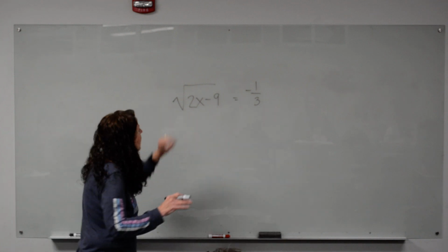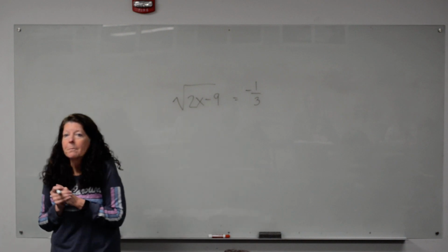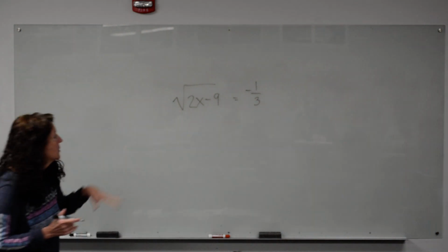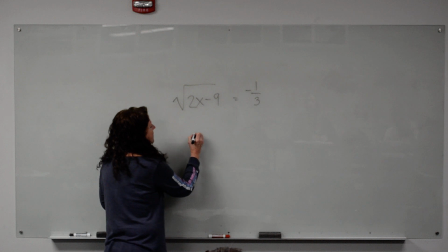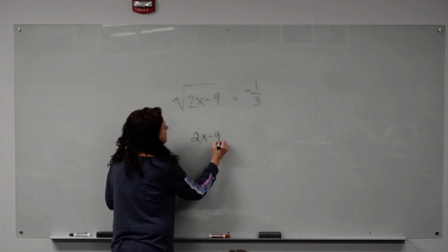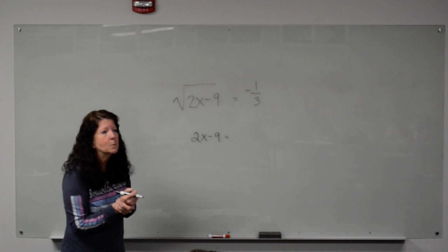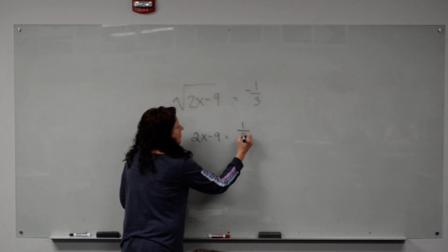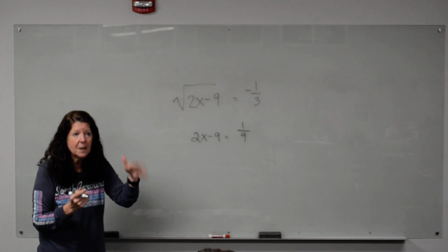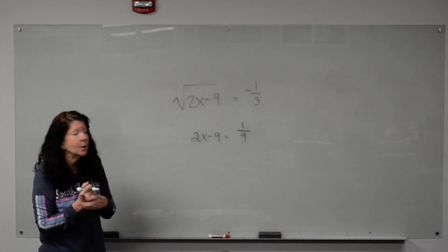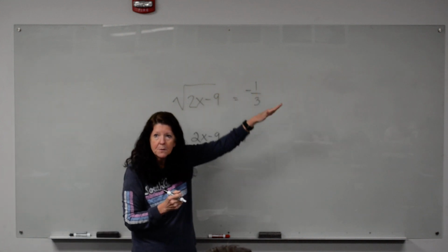So we go ahead and what would be our first step? Square it. We're going to square both sides. When we square the left side, we get 2x minus 9. What do I get when I square the right-hand side? Because a negative times a negative is a positive. So 1 times 1 is 1, 3 times 3 is 9.